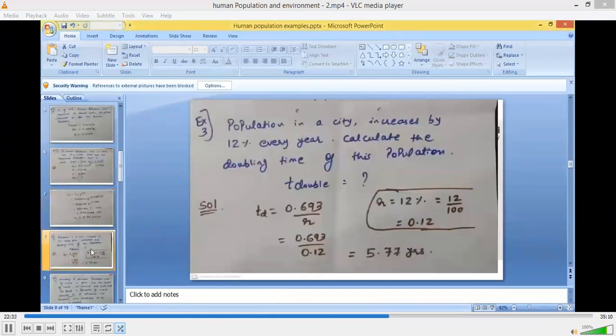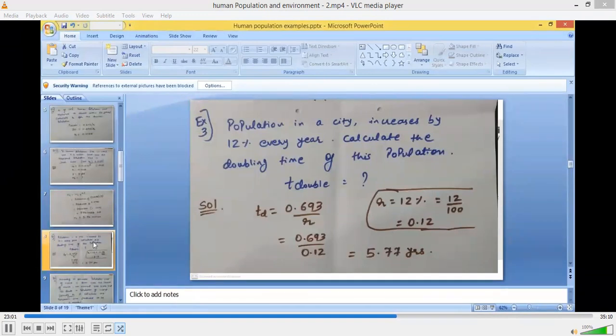Next question. Population in a city increases by 12% every year. Calculate the doubling time of the population. Now this is also a question of T double, but it is drafted in a different manner. So you should understand what is being asked. Population increases by 12% means it is the growth rate given to you. So growth rate is 12%.